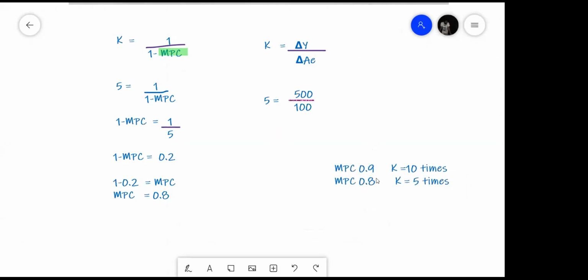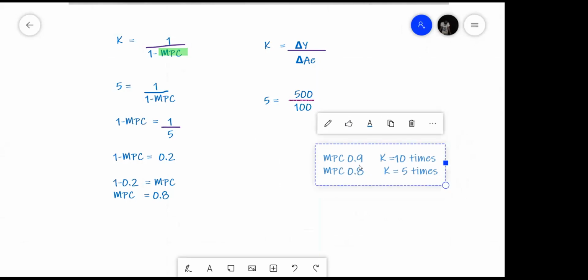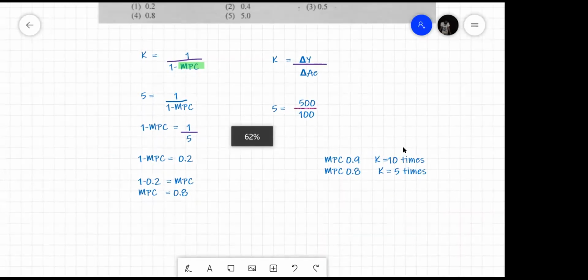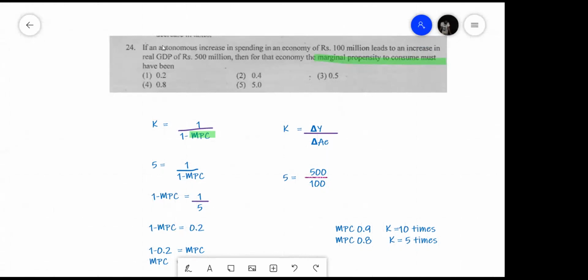I don't learn these by heart, but with practice, you should know this. If the MPC is 0.8, the multiplier is 5, and that's how you save time. The moment you understand, okay, 100 became 500, multiplier is 5, this is how your thinking should work. After doing past papers, you realize, okay, multiplier 5 means MPC is 0.8.